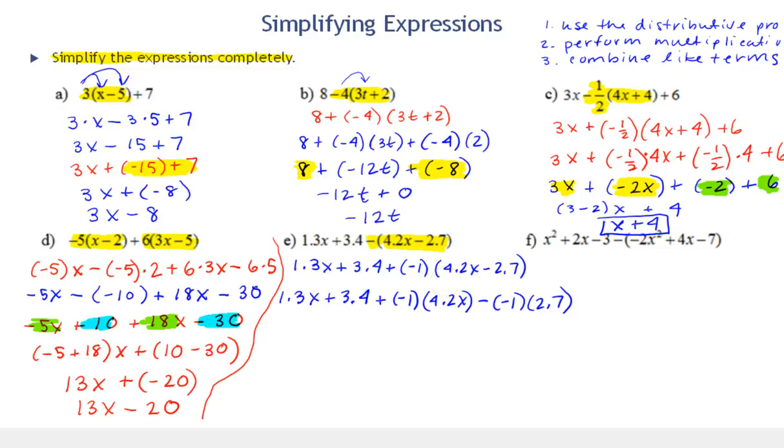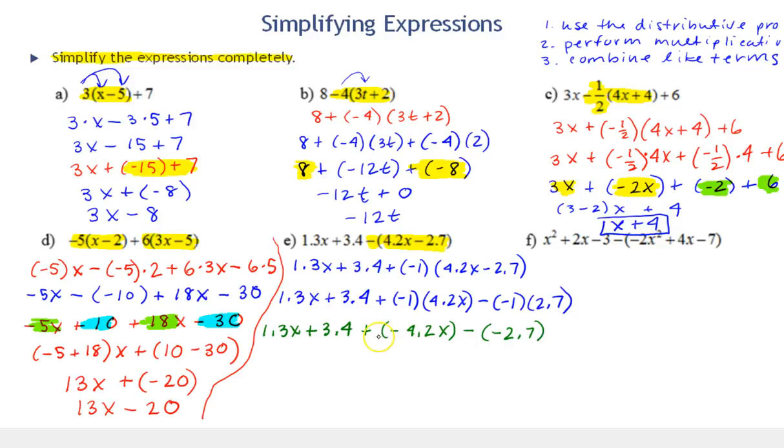Now let's do the multiplication. So we have 1.3x plus 3.4. Now negative 1 times 4.2x, well, if you multiply by negative 1, it just changes the sign of the number. So 4.2 is positive, so this is just negative 4.2x. Negative 1 times 2.7 will be negative 2.7.